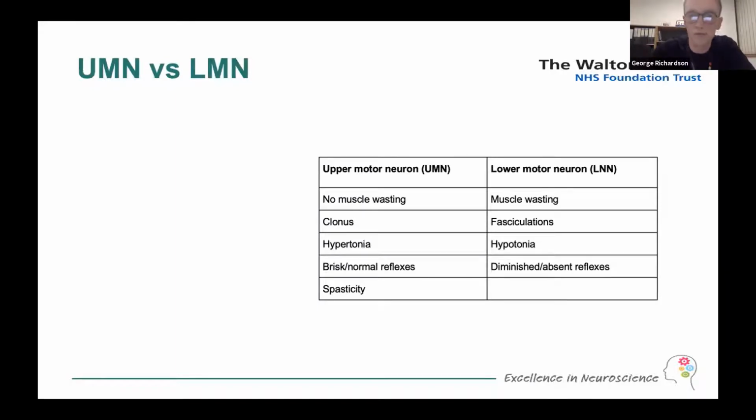So I won't really bother going through this because it's one of those things that you have to learn, and I'm sure most people will be aware of this at this point. But the difference between upper motor neuron and lower motor neuron lesions.